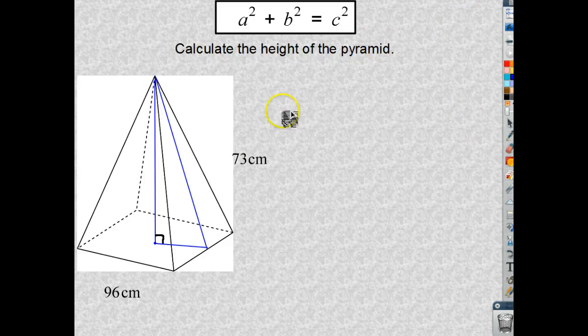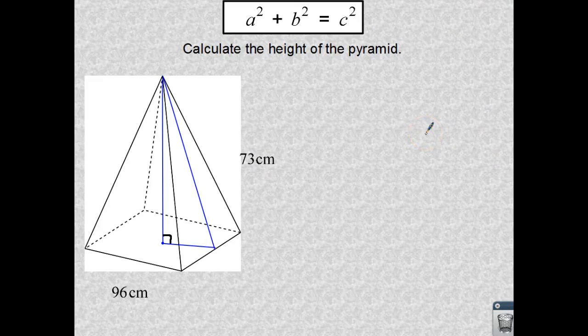I'm going to go back to the board now. Okay, we have some dimensions given to us, this 73 centimeters and the 96 centimeters. I'll draw a couple of little arrows here. All right, the 73 centimeters is relating to the slant height. That's one of the legs of our right triangle. And this 96 centimeters is actually relating to this base leg. That's this entire leg right here at 96 centimeters.